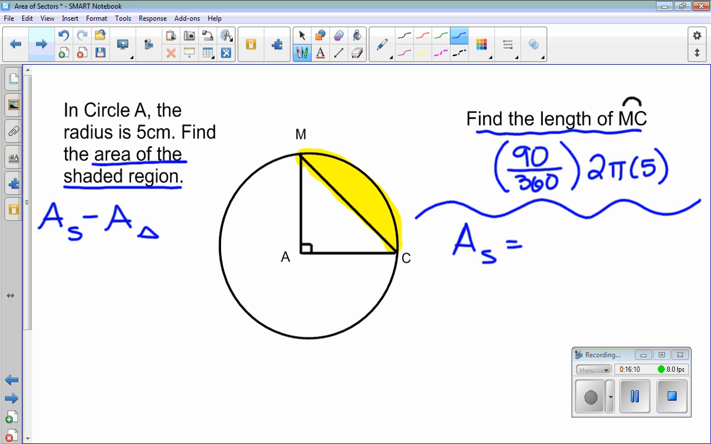Carrington, how would I start that? How do I find the area of a sector? What's the area of a circle? What's the formula? Look at your notes. You just wrote it down in the area.